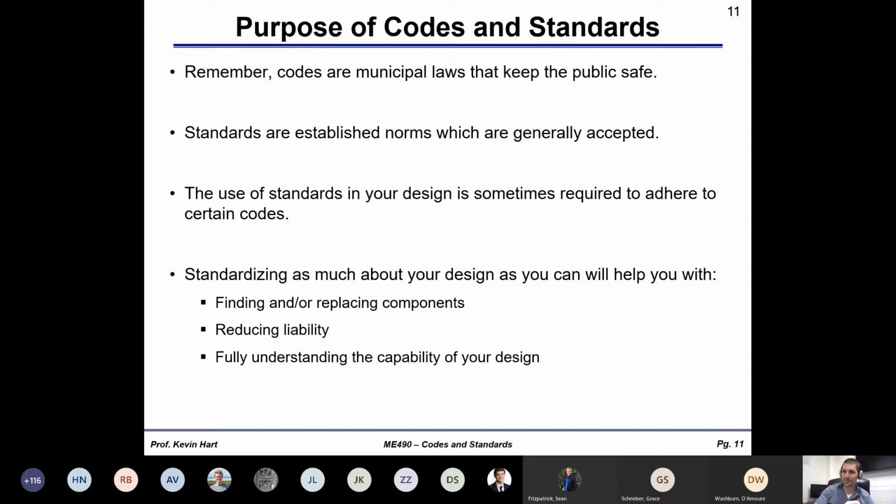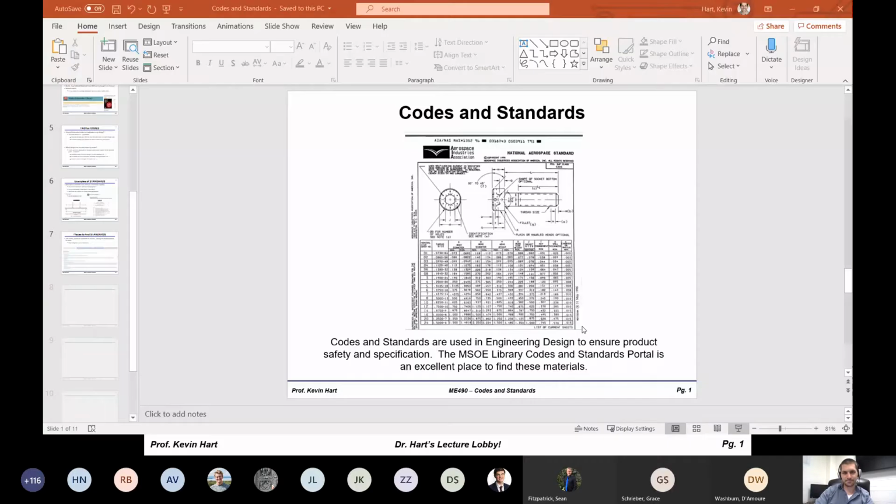It can help you reduce liability if you specify all of these bolts. They adhere to this particular standard, so I'm good, right? Etc. So you get the general idea. Use standards, call out your standards, specify standards in your designs. Any questions about codes and standards?